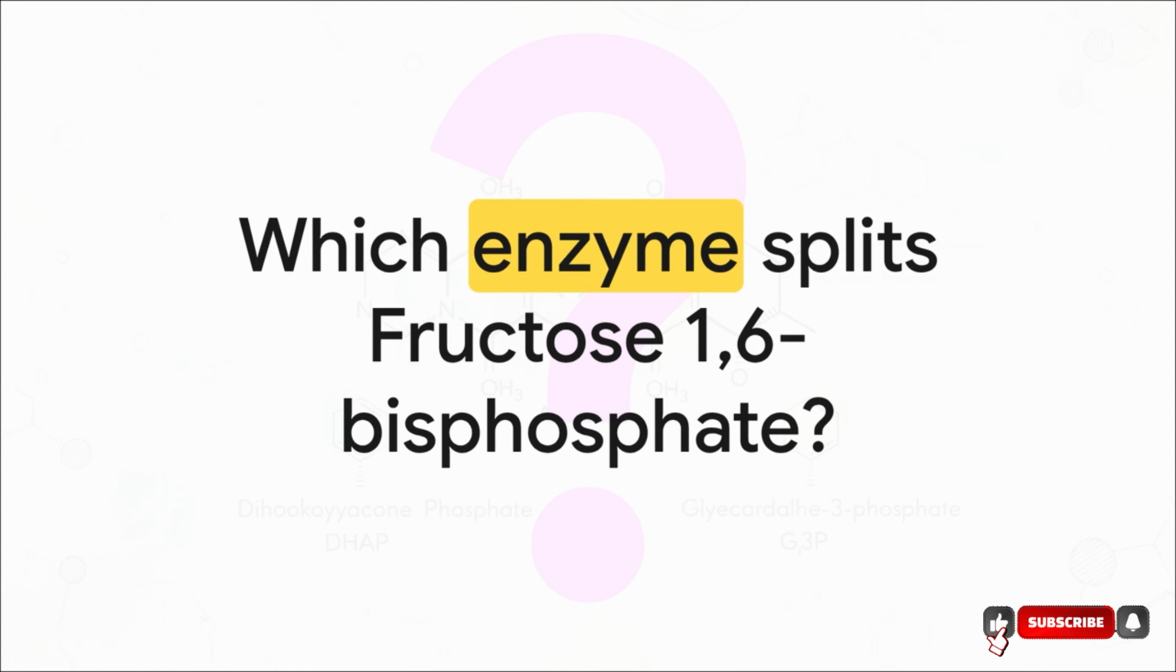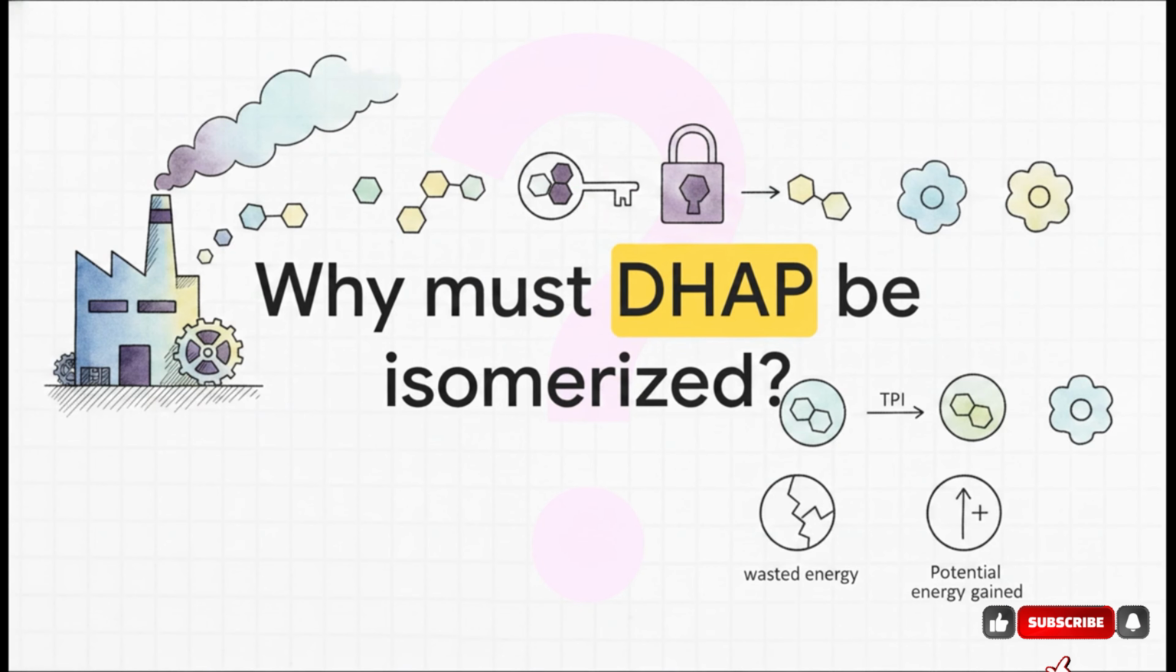Now, let's make sure this sticks. We're going to run through some rapid-fire recall and conceptual questions you'll definitely face on exams. First up, do you remember the name of our molecular scissors? The enzyme responsible for splitting fructose 1,6-bisphosphate is, of course, aldolase. Next, think back to that factory limitation we discussed. Why is it absolutely necessary for the cell to utilize TPI to convert DHAP into G3P? Well, it's because the subsequent enzymes in glycolysis are incredibly specific. They simply cannot bind or process DHAP. Without that isomerization step, half of the potential energy from our original glucose molecule would just be completely wasted.